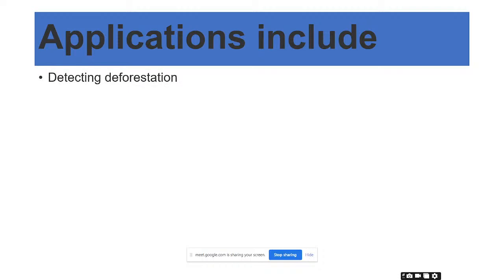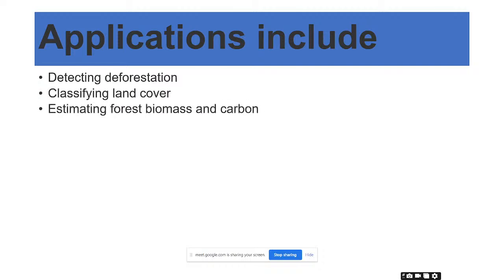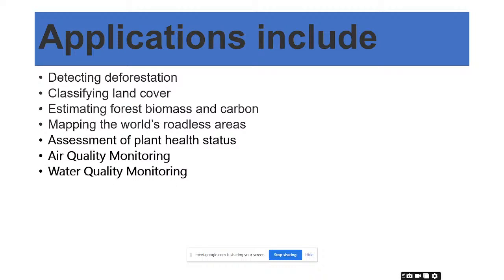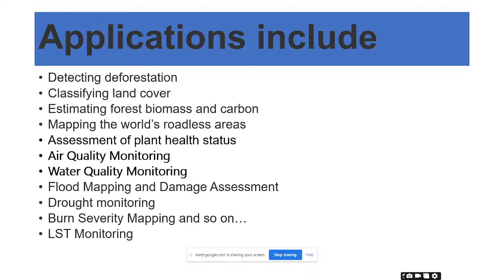We can use the Google Earth Engine platform for detecting deforestation. We also do classifying land cover and land use mapping, estimating forest biomass and carbon, mapping the world's roadless areas, and assessment of plant health status. We can also do air quality monitoring, water quality monitoring, drought monitoring, as well as flood mapping and damage assessment, burn severity mapping, and land surface temperature monitoring. So a lot of applications we can easily handle using this platform very quickly and efficiently.